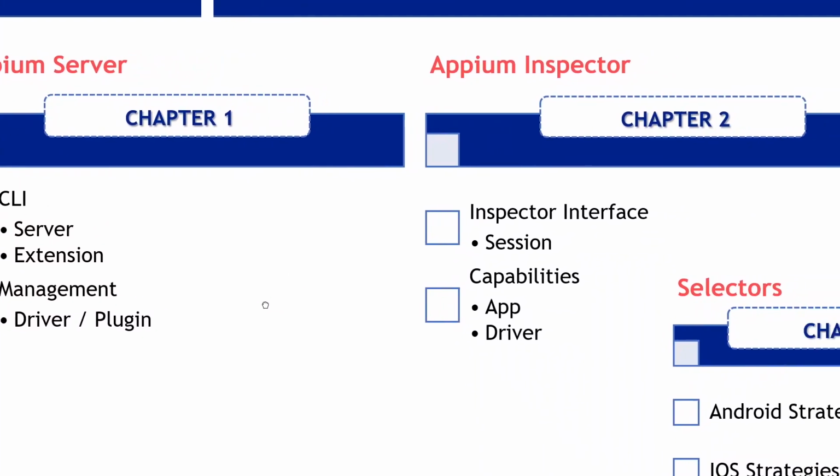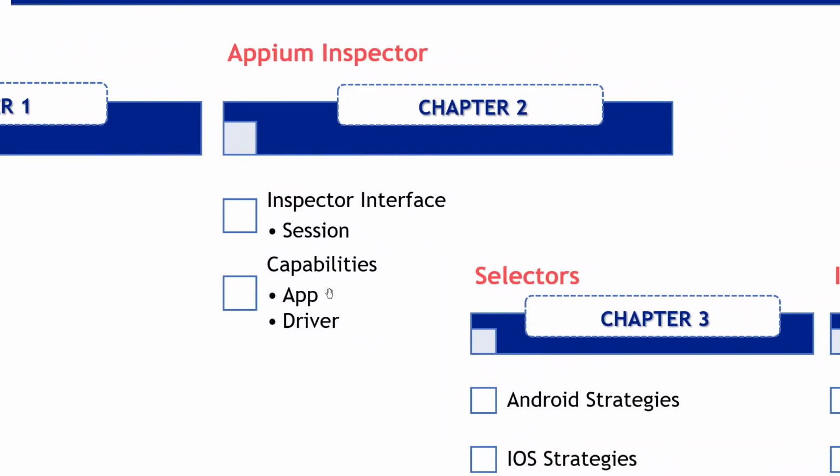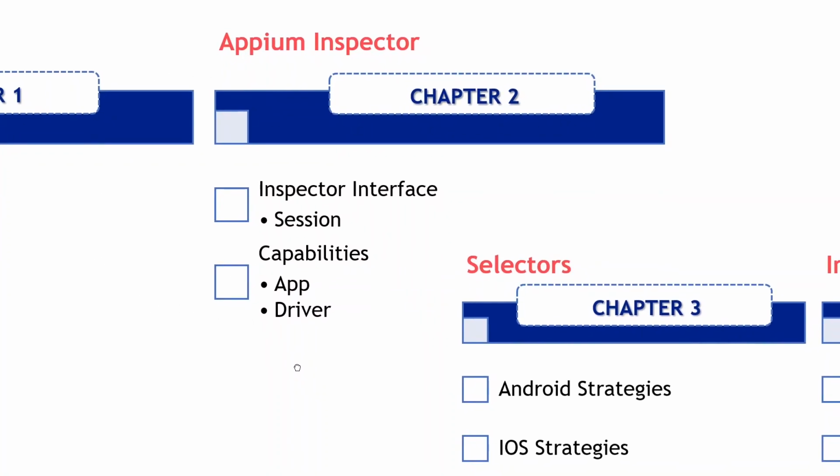Based on that, you can take a decision and maintain drivers and plugins based on your requirement. Then in chapter 2, I'm going to cover in more detail the Appium Inspector and its interface, how sessions are established, what capabilities are required, how the target app is identified, and what drivers we need for Android automation. Those things I'm going to cover mainly in chapter 2.